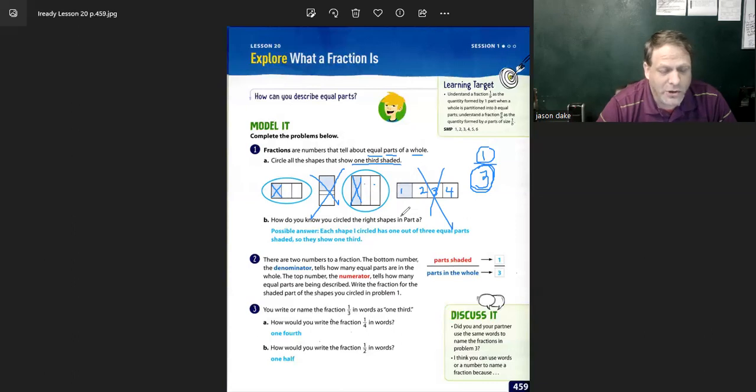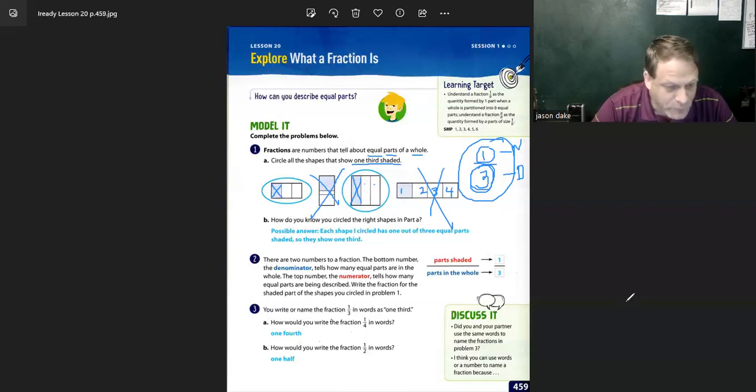There are 2 numbers in a fraction. The bottom number, the denominator, tells us how many equal parts are in the whole. The top number, the numerator, tells us how many equal parts are being described. Write the fraction for the shaded part of the shapes you circled in problem 1. And we did that: 1/3. So here's your numerator, and your denominator.